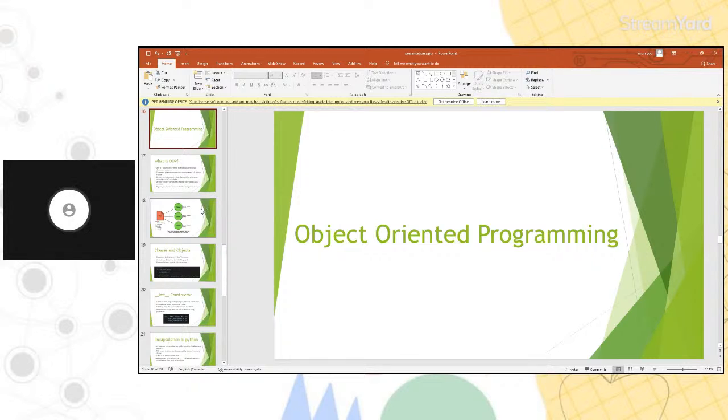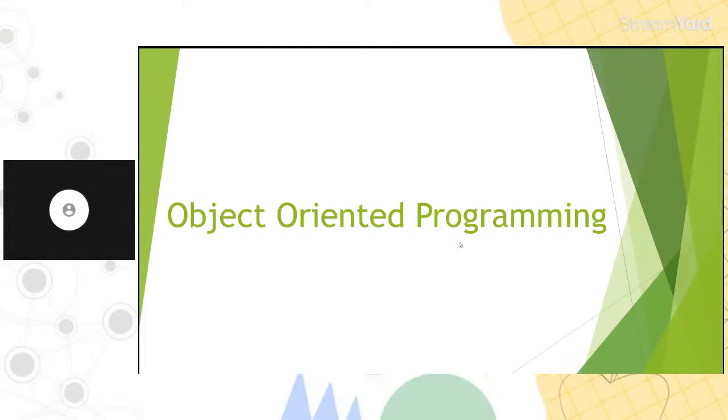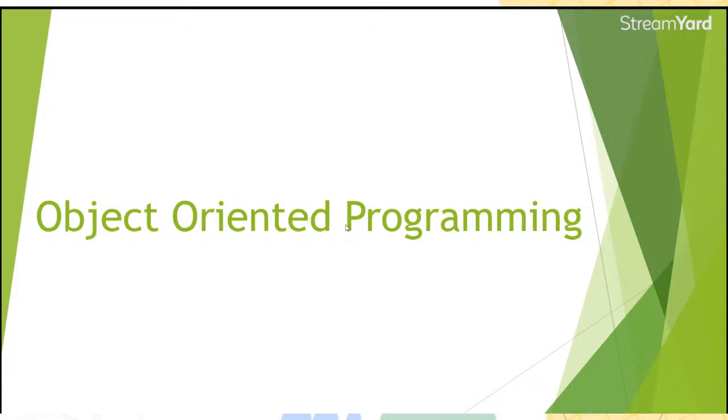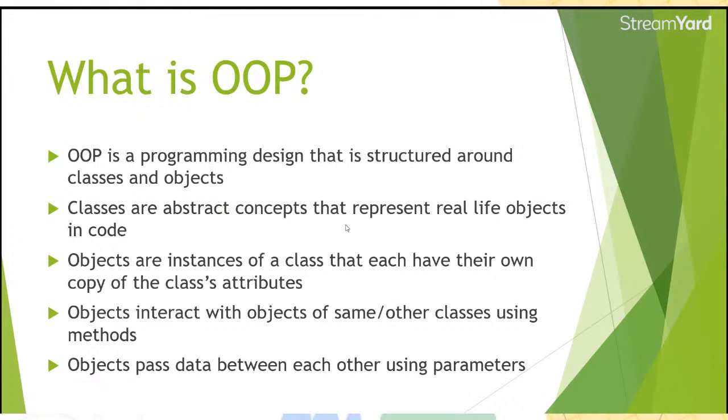Okay, let's get into object-oriented programming in Python. So, what is object-oriented programming? It is a programming design that is structured around classes and objects. Classes are abstract concepts that represent real-life objects in code. Basically, what we're saying here is a class is a type of something.